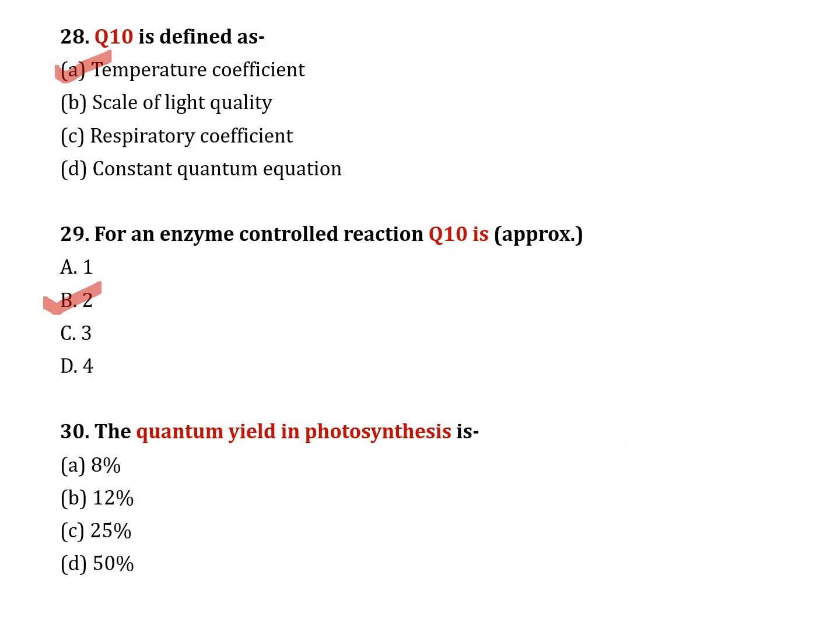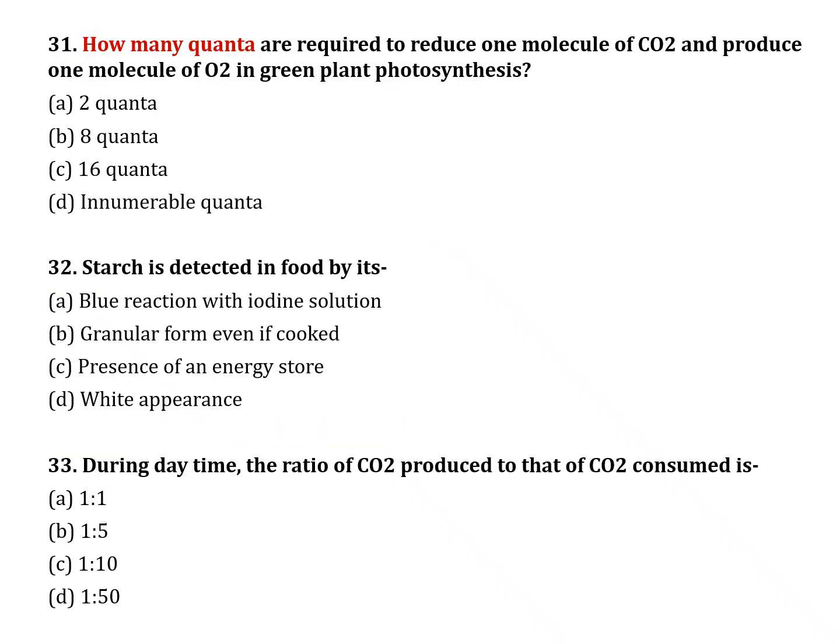The next question, number 30. The quantum yield in photosynthesis is option A 80%, option B 12%, option C 25%, option D 50%. Correct answer is option A 8%. The next question, number 31. How many quanta are required to reduce one molecule of carbon dioxide and produce one molecule of oxygen in green plant photosynthesis? Option A 2 quanta, option B 8 quanta, option C 16 quanta, option D innumerable quanta. Correct answer is option B 8 quanta.